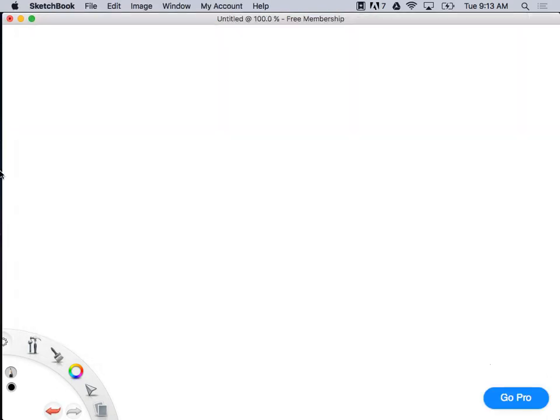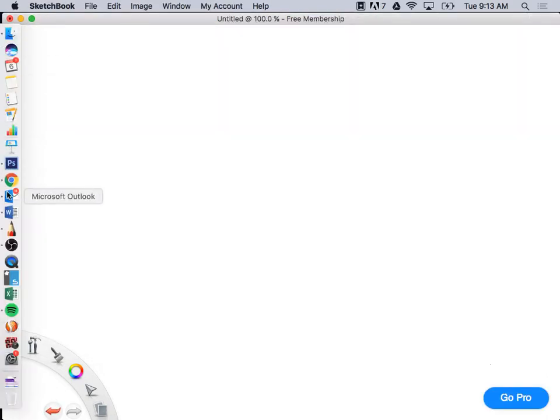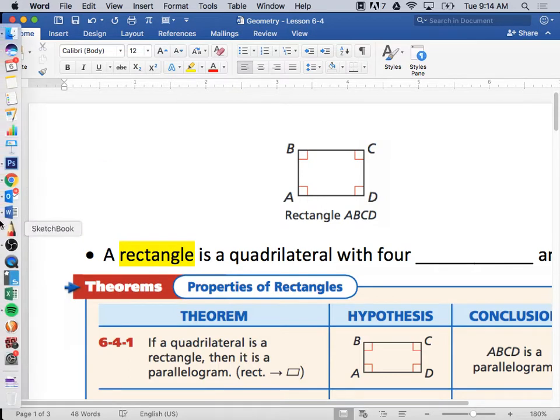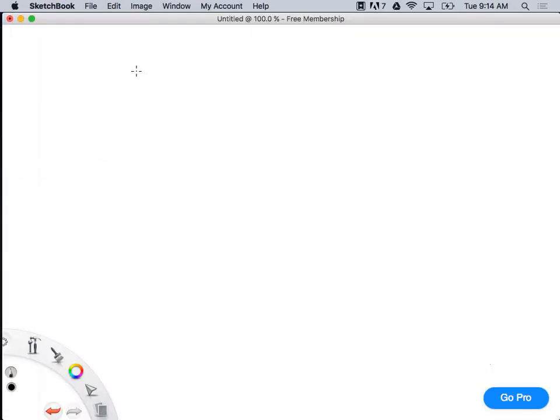Right into it, shall we? First off, the background information, obviously it's lesson 6.4, special parallelograms. That's what we're doing, special parallelograms. So, first off, let's talk about what we know about parallelograms before we get right into it.